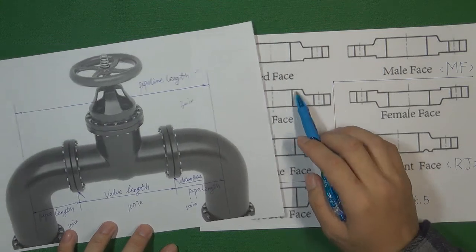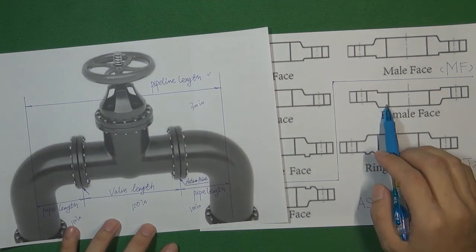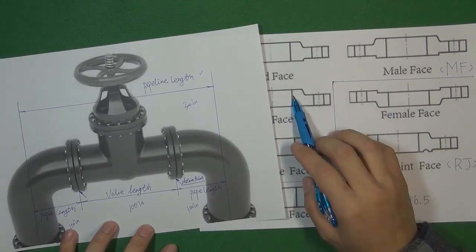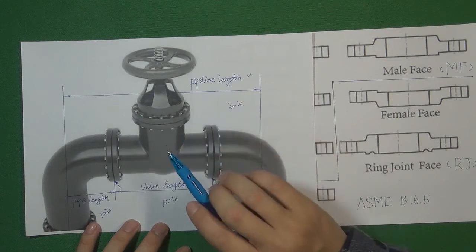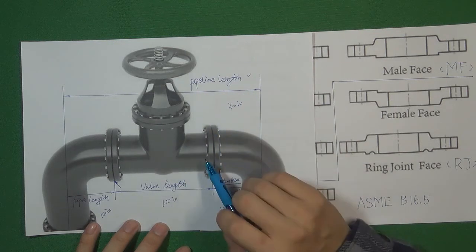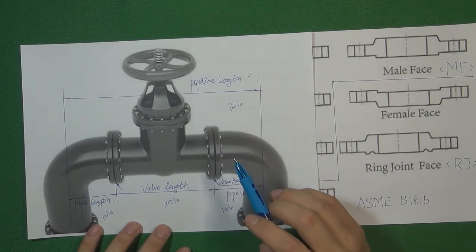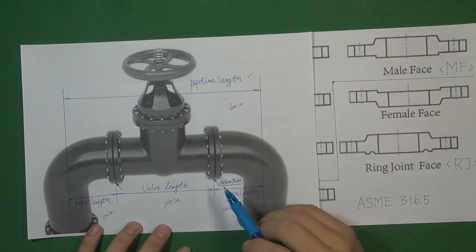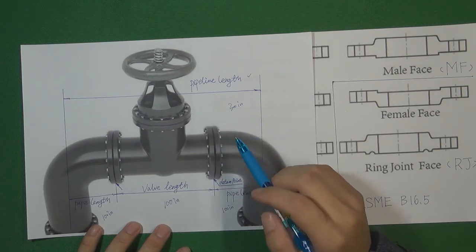One is called face-to-face, and another is called end-to-end. End-to-end must be longer than the face-to-face because we want to maintain the pipeline length, whatever kind of flange you're going to use. So that is the reason why we have two groups of flange valve dimension. So next, let's talk about the relationship between face-to-face and end-to-end.